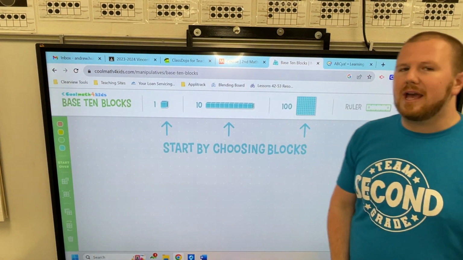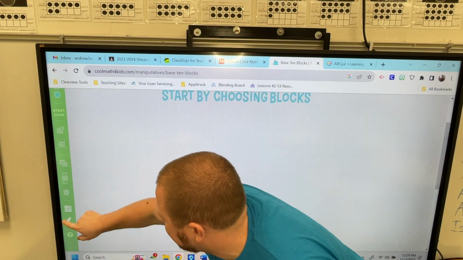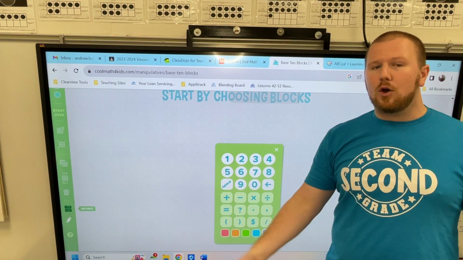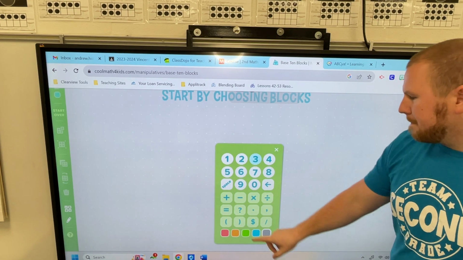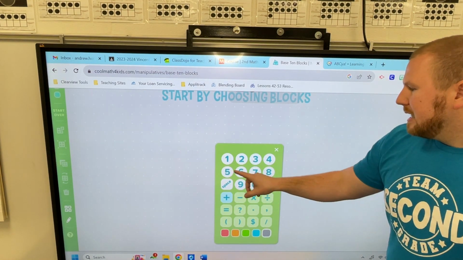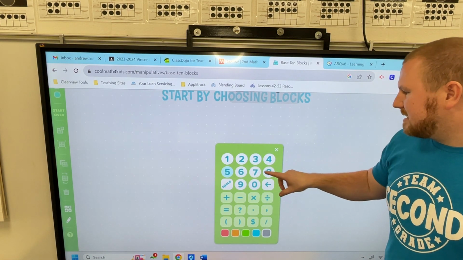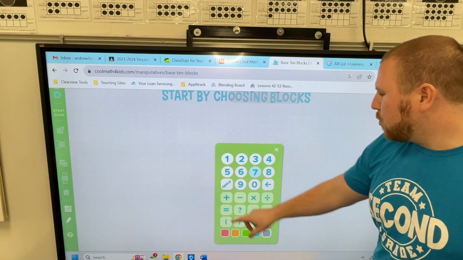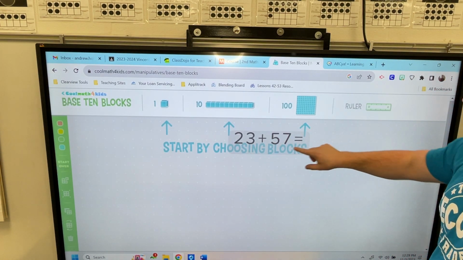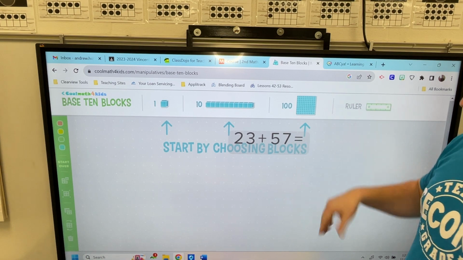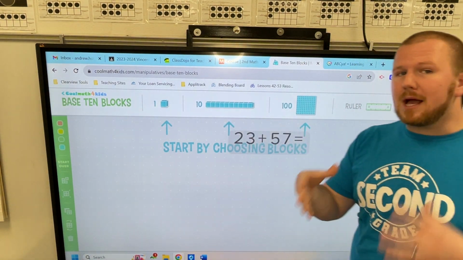What you can do is what I was showing you before. On the side here, there's a little calculator button, and I can make my own equation. So if I decided to do 23 plus 57 equals, let me see where that's at. Okay, I have it up here at the top. I'm going to see if I can move it over. Maybe I can't move it over. But maybe you can at home. I'm going to use the base 10 blocks to show those numbers.